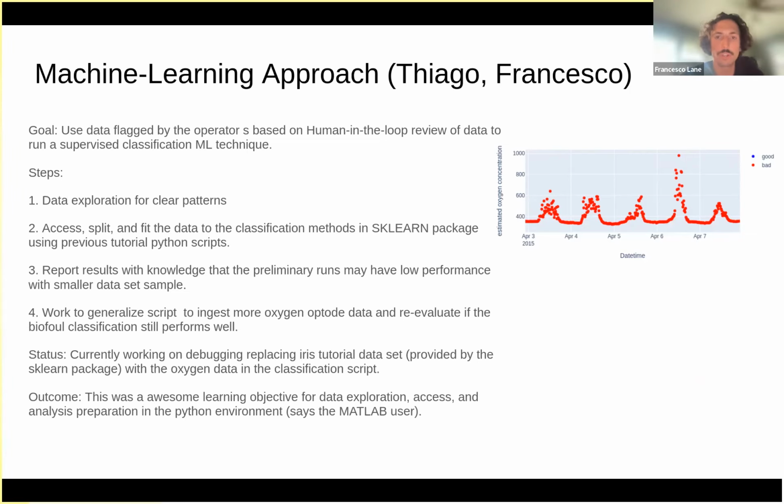Hi, so we were going to use the labeled data to do a machine learning algorithm, and Thiago initially did some data exploration and unveiled some patterns in a daily pattern. And then the goal was to access, split, and fit the data to a classification method in the scikit-learn package using tutorial scripts in Python, and then report and see where their performance is. And then from there, generalize a script to ingest more oxygen data and reevaluate it to add more data.